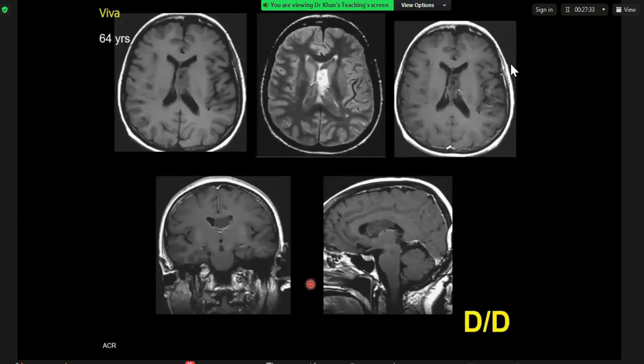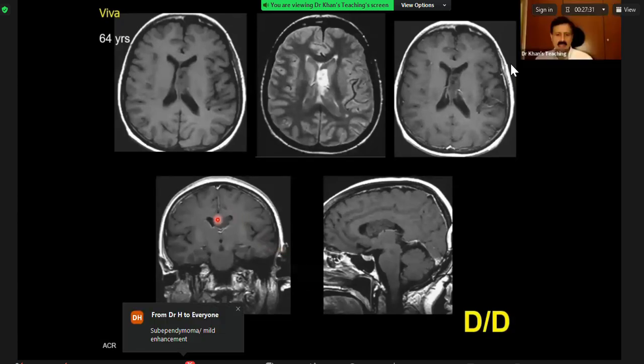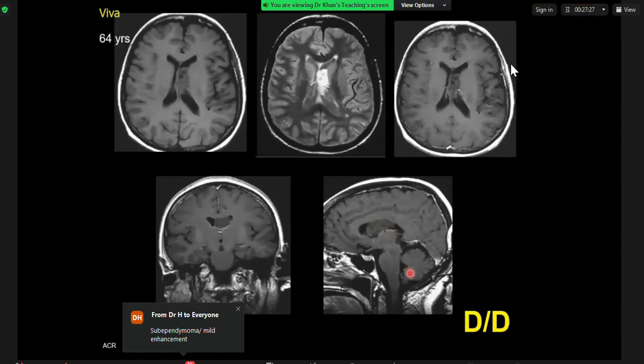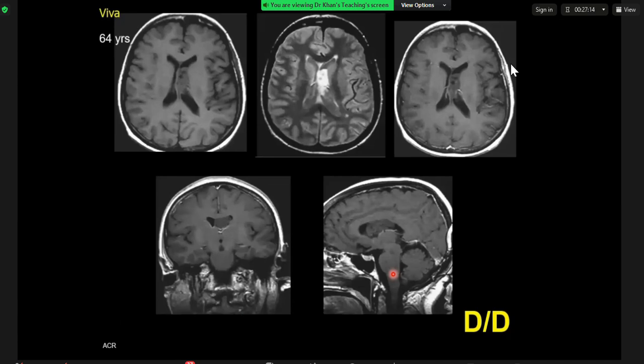Differentials for this appearance include... So there is no enhancement, right? Sorry. Okay, sorry. No, yeah, the sagittal image has no enhancement of this lesion. So if it was a choroid plexus papilloma, it would probably enhance, so that's not likely the case. So I think this could be a cyst within the foramen of Monro. Could be other foramen of Monro lesions as well.